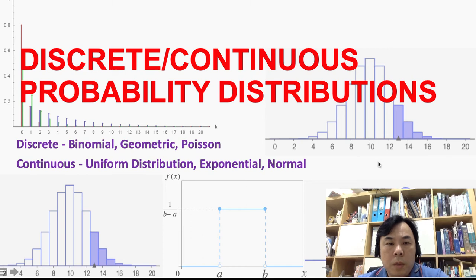All right, welcome back. Today I'm going to give you a brief summary and introductions to a few discrete and continuous probability distributions, mainly binomial, geometric, Poisson for discrete probability distributions, and for their continuous counterpart, we have uniform distribution, exponential, and normal distributions. All right, let's look at each one of them.